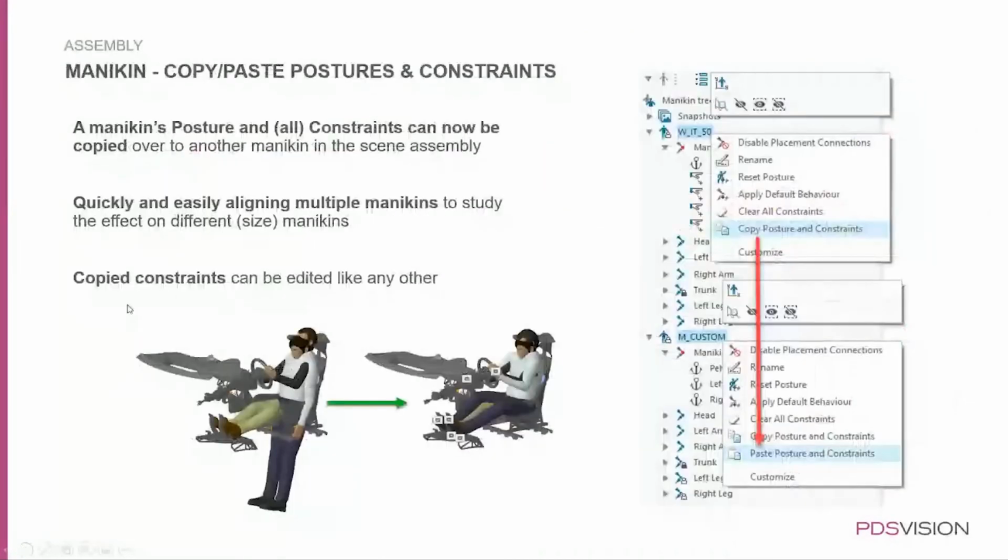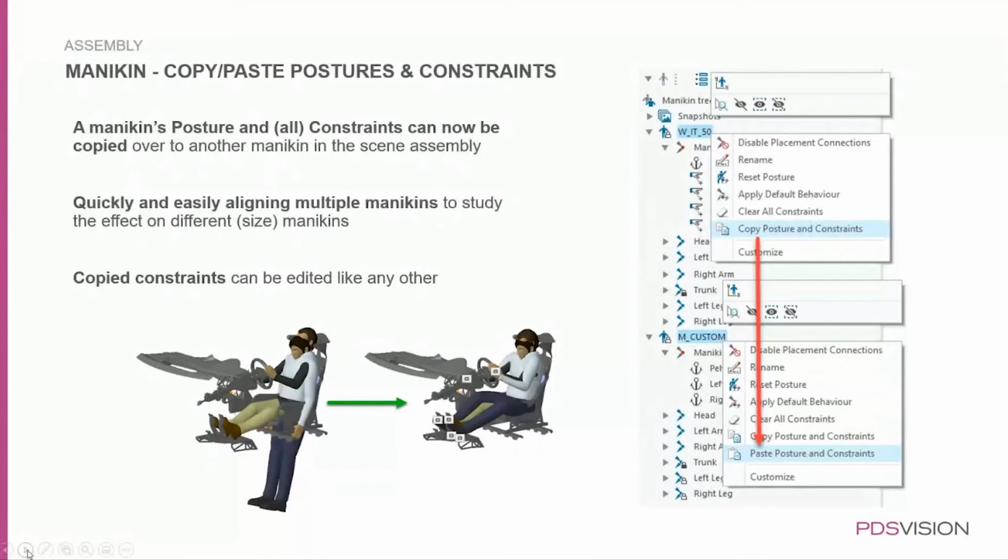Then with Mannequins, we have new features with copy posture and constraints, which simply means that if you happen to have, let's say, a small person in the vehicle and then you're putting a very large one in, it has been quite a tedious job to drag each limb to the correct position. What you can now do is copy the posture and constraints and then just paste it to a second fellow, so it sits exactly the same as the first one. Of course, it's a different size, but that's the way that you want it to be anyway.